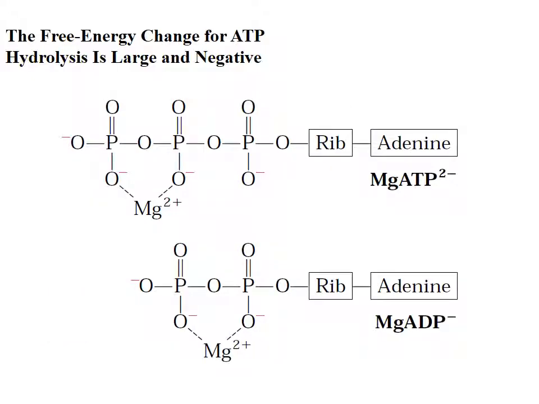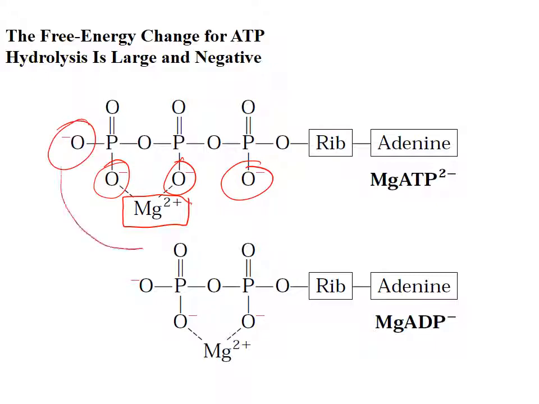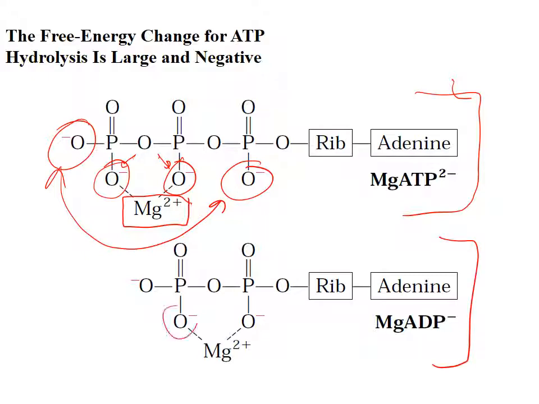Here is what our ADP and ATP look like in our cells. These two negative charges are somewhat shielded with magnesium, therefore repulsive forces between these two are significantly less, and of course the negative charges here are also reduced, and the whole molecule is more stable. And obviously the ADP is even more stable.